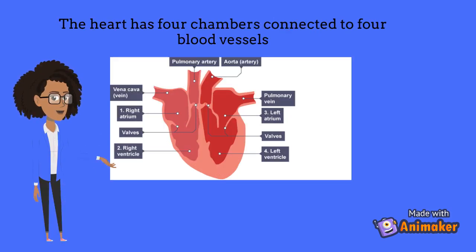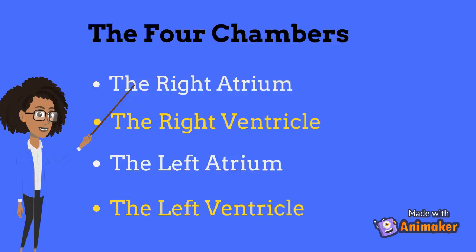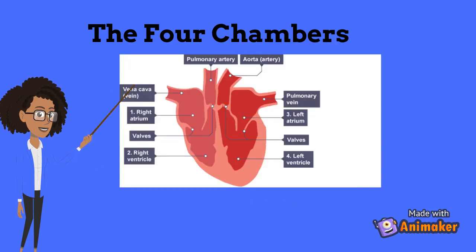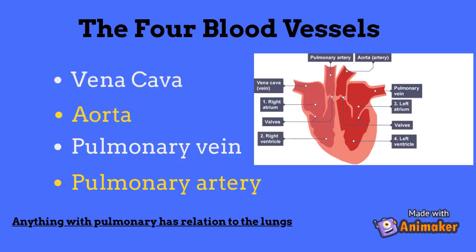The heart has 4 chambers that are connected to the blood vessels. The 4 chambers are the right atrium, right ventricle, left atrium, and left ventricle. The 4 blood vessels are the aorta, vena cava, pulmonary artery, and the pulmonary vein.